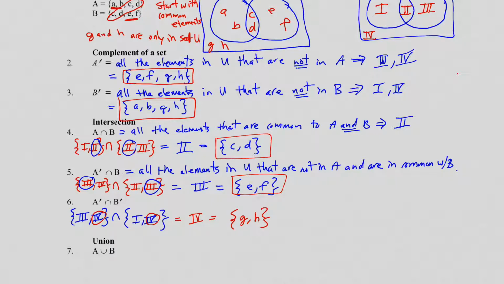Okay, so you should have gotten region 4, which is G and H. If we take a look at that, A complement is 3 and 4, B complement is 1 and 4. What do they have in common? What do those two sets have in common? It's region 4. So you write down everything in region 4.